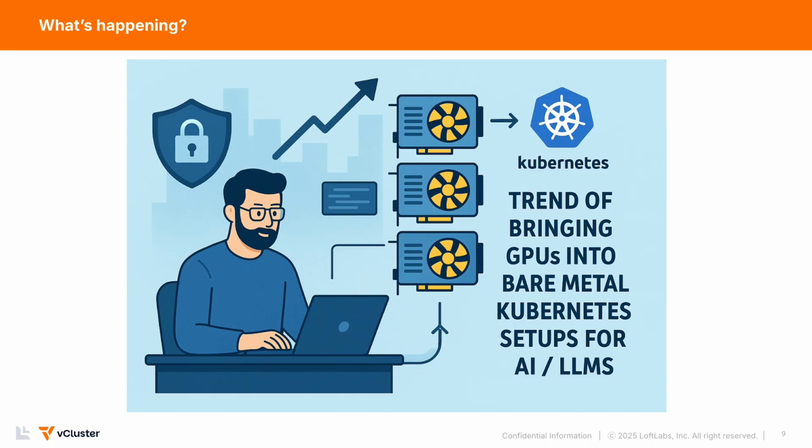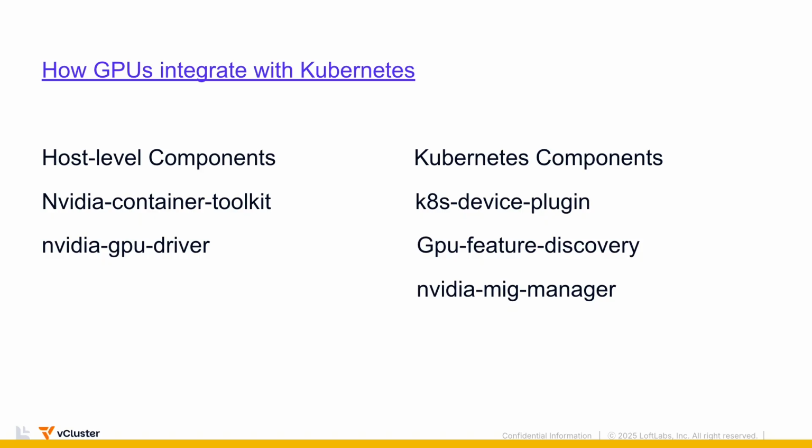And we'll understand the reason behind that. Generally, LLMs require GPUs, and we are using a large number of nodes in Kubernetes for companies like OpenAI. So how do we integrate a GPU with the help of Kubernetes? There are primarily two different levels of components. One is the host level components, and then we have the Kubernetes specific components.